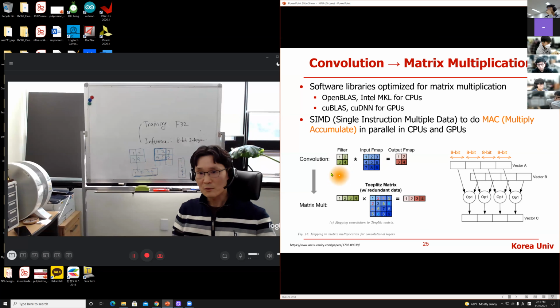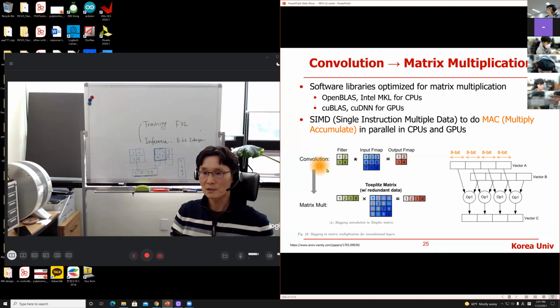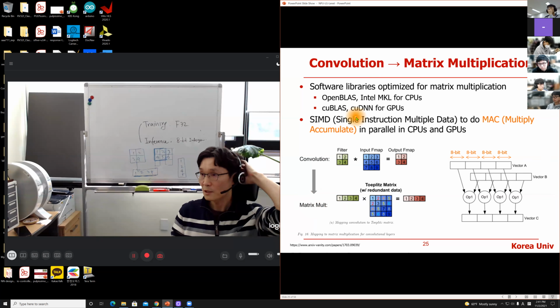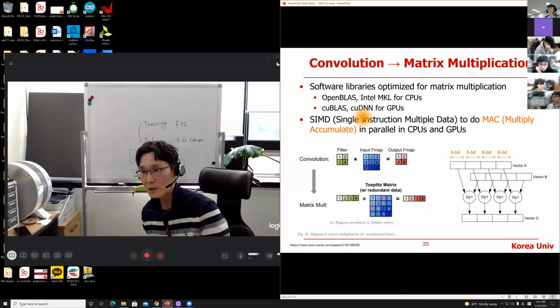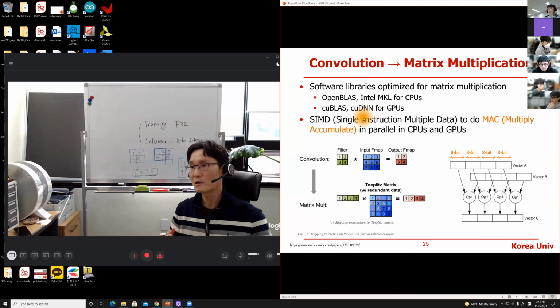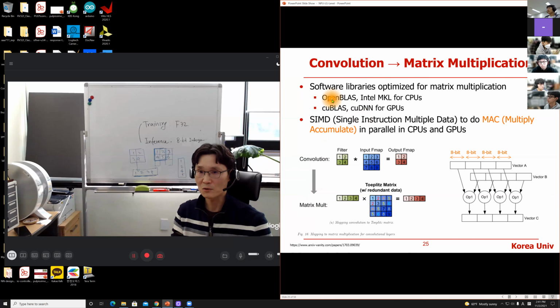So the point is, convolution operation can be translated into matrix multiplication. The reason why we want to do this is because we want to use a software library. There are very well designed software libraries for matrix multiplication, like OpenBLAS and Intel MKL. If you want to use a CPU for matrix multiplication, you don't want to write it from scratch.